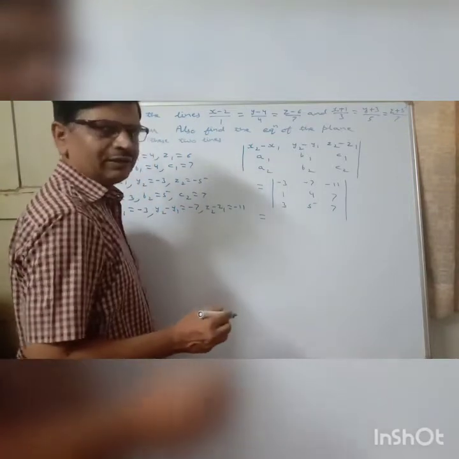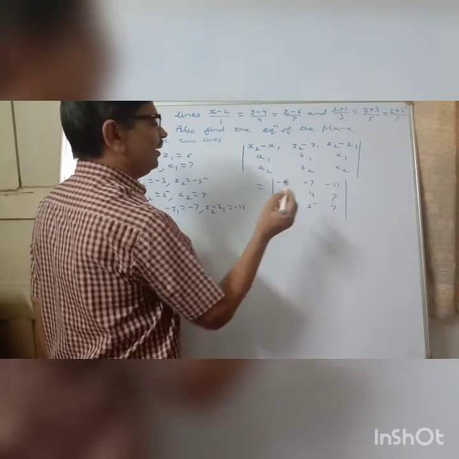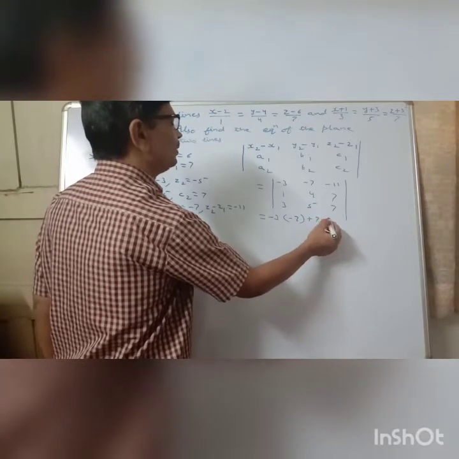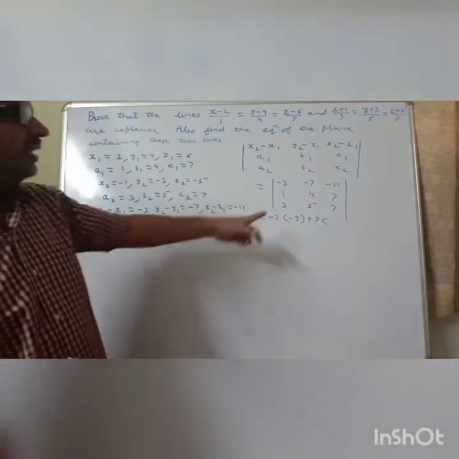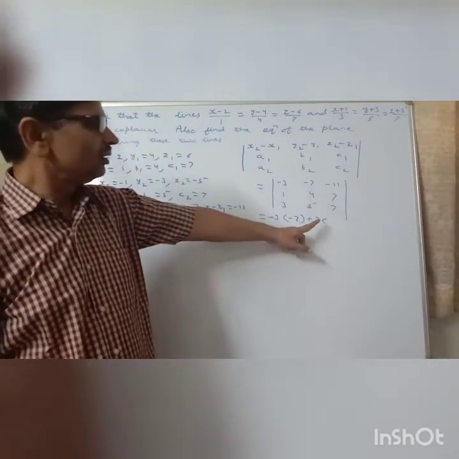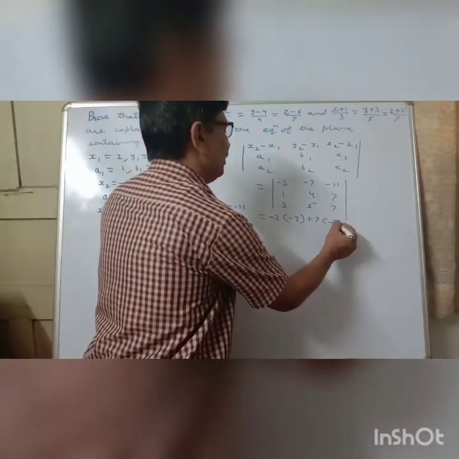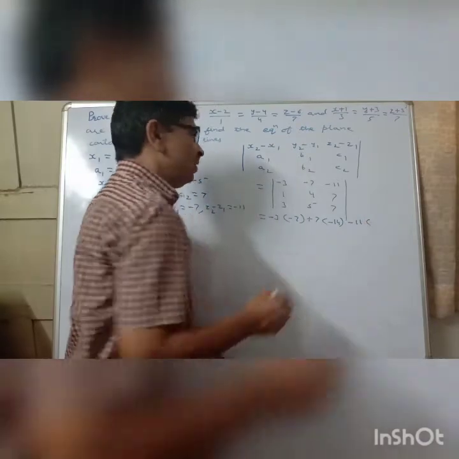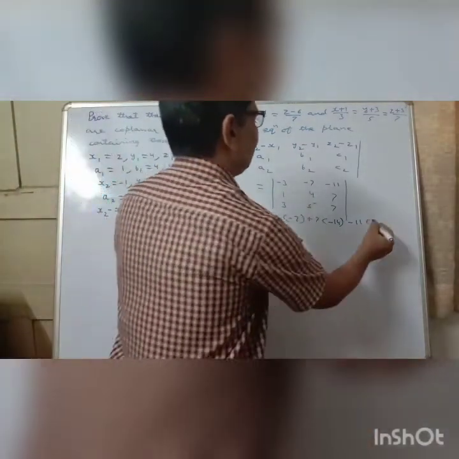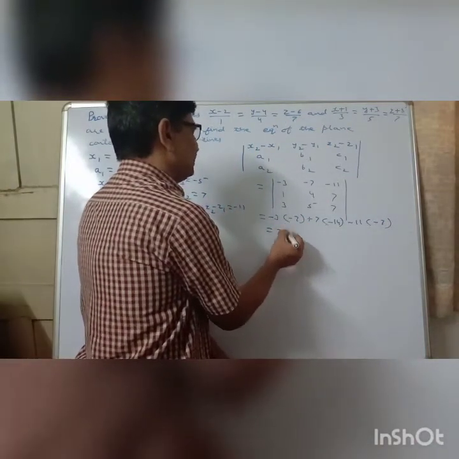Evaluate the determinant. Minus 3 into bracket 28 minus 35, that is minus 7. Minus, second element of the first row with opposite sign. Here the negative sign is there, so here we have to take positive sign. 7 minus 21, minus 14. Minus 11 into bracket 5 minus 12, minus 7. Minus 3 into minus 7.